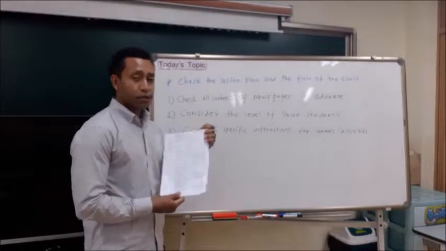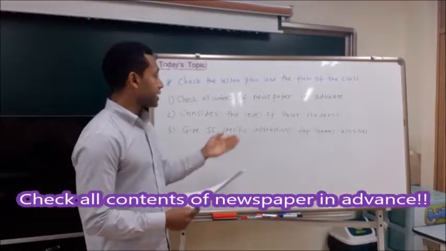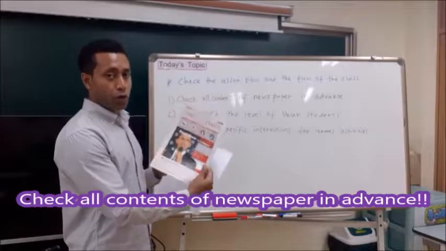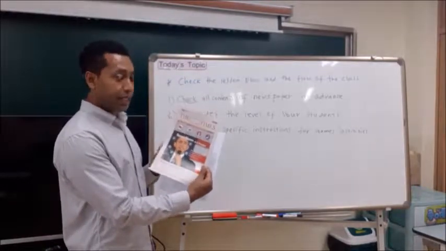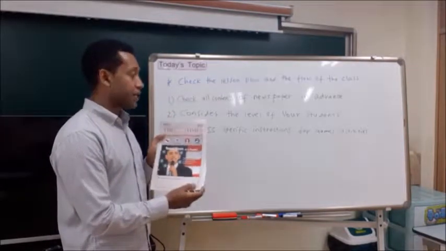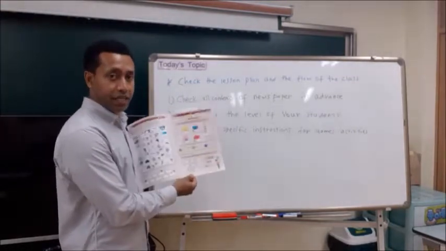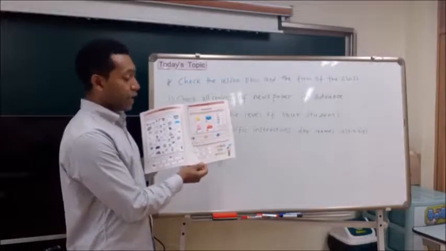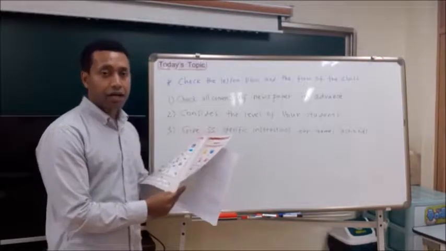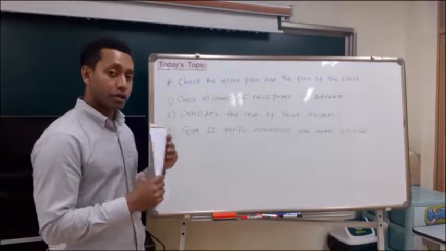The first thing you have to do is check all the contents of the newspaper, which is the Unicorn. If it is Unicorn 1, it has a newspaper for that book specifically. Check the contents of the newspaper in advance yourself, each page and each activity and game. Check it yourself, and even better, do it yourself. That will give you the idea what to teach and what to not teach depending on the level of your students.